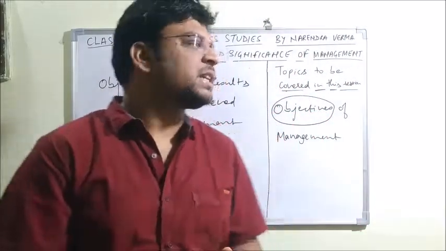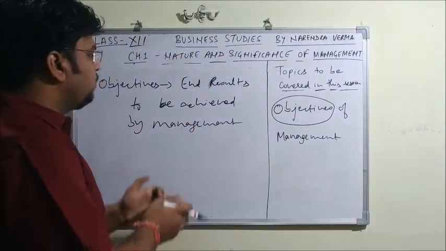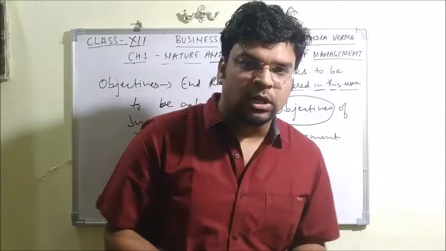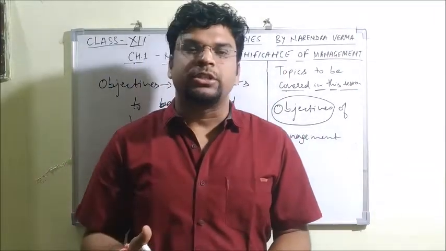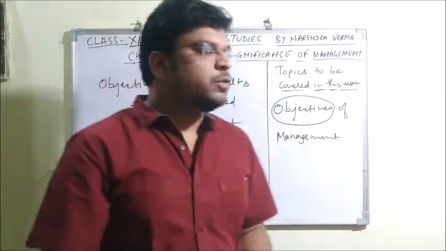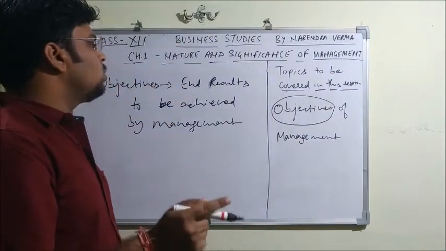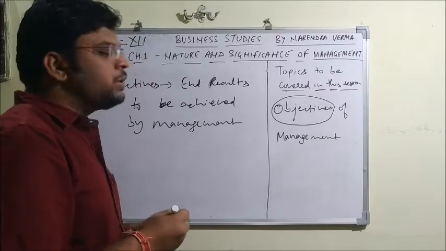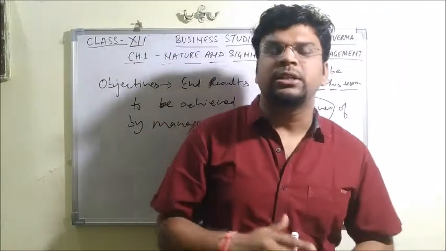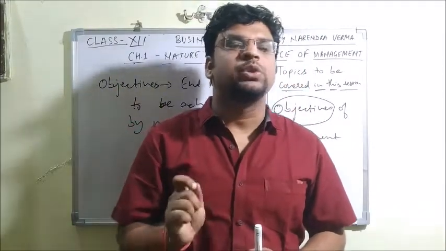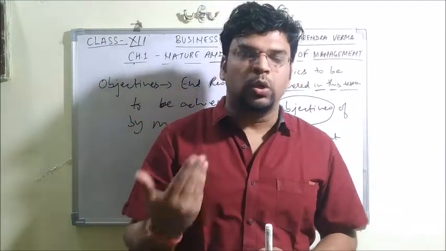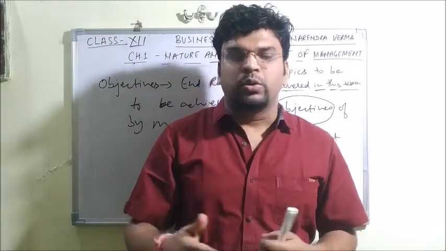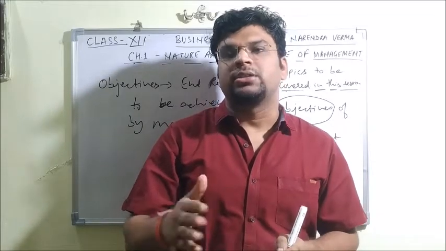Now let's connect these objectives with management. In management also, objectives are the end results to be achieved by management. Management is a process in which people are working. Through that process, we are going to achieve some results that we have already decided. We already learned in the features of management that management is a goal-oriented process. So goal is related to objective. Goals and objectives are the same, or you can say that goals are more specific in comparison to objectives.